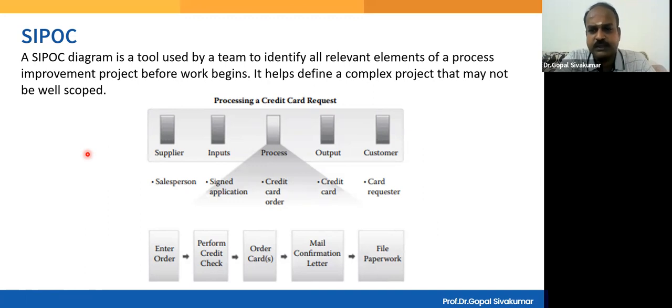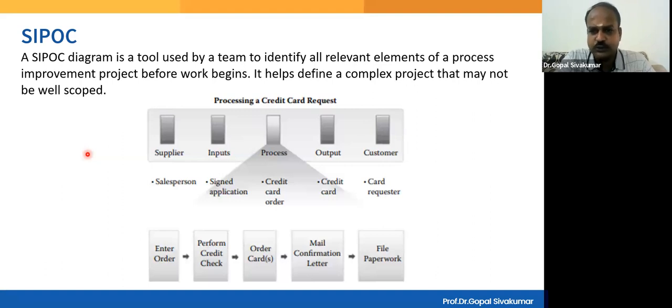You can see the supplier is the salesperson, the input is the signed application, the process is the credit card ordering process, the output is the actual credit card, and the customer is the end user who has requested the card.